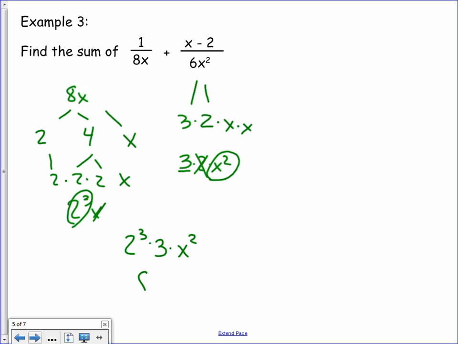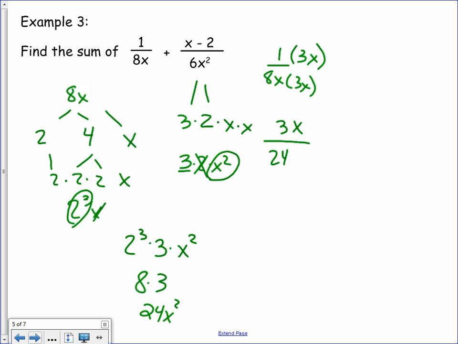Now 2 to the third power is 8. 8 times 3 is 24. So our LCD will be 24x squared. Okay. Now what we need to do is rewrite all of these fractions using that. Okay. So 1 over 8x, we need to get it to 24x squared. So we have to multiply it by 3x. Now whatever we do to the denominator, we do to the numerator. So that'll be 3x over 24x squared.